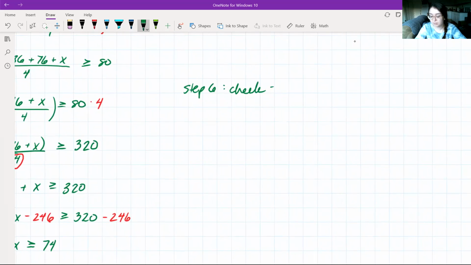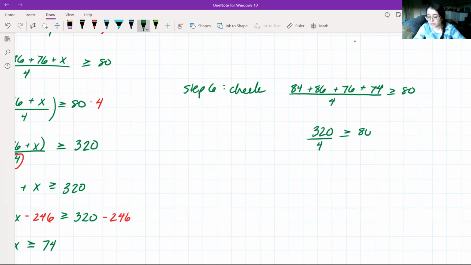So when we check our answer, we want to check and make sure that our value is going to give us at least 80. So we're saying that 84 plus 86 plus 76 plus 74, all divided by 4, is going to be greater than or equal to 80. This is what we're stating. And when we add these values together, this is going to give us 320 divided by 4, which is greater than or equal to 80. 320 divided by 4 is 80. And since we have greater than or equal to, this statement is correct. 74 is our boundary. It's our lowest limit.